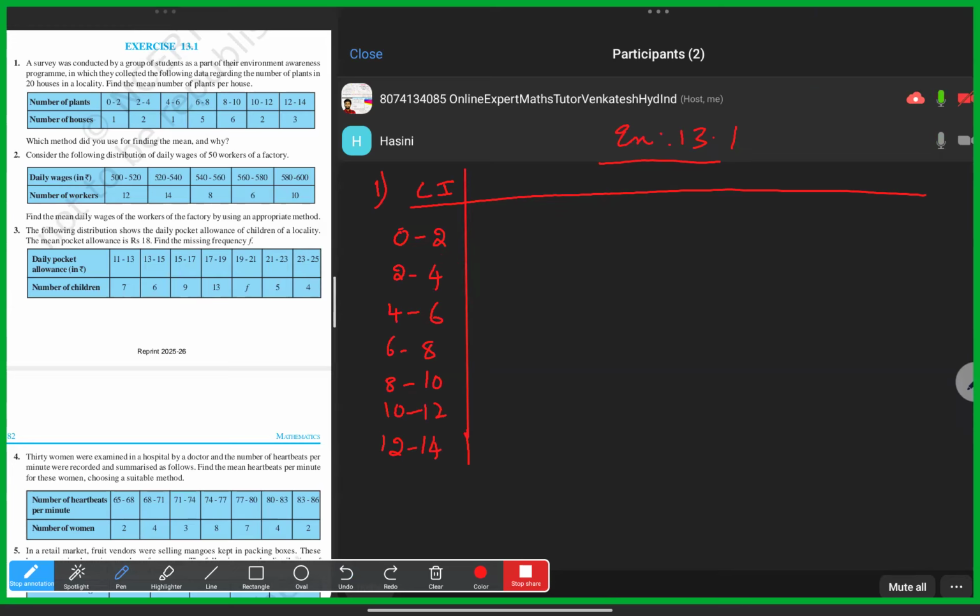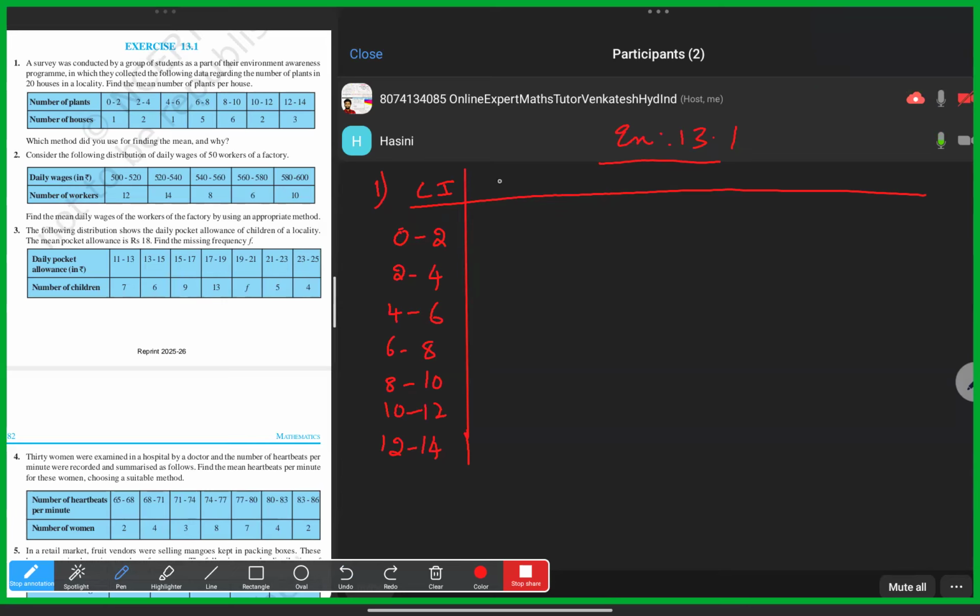For every class interval, the starting number is called the lower limit, and the other one, where it ends, is called the higher or upper limit. These are a few basics we need to know before solving this.